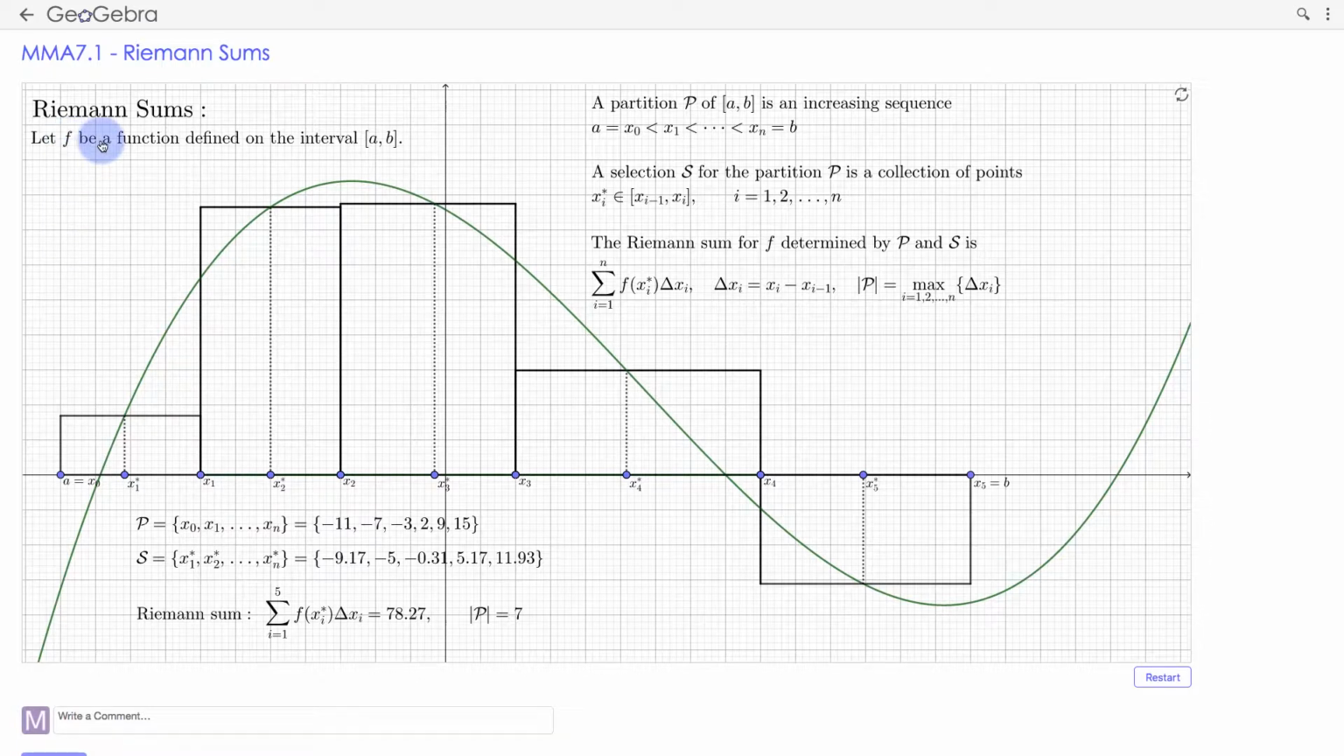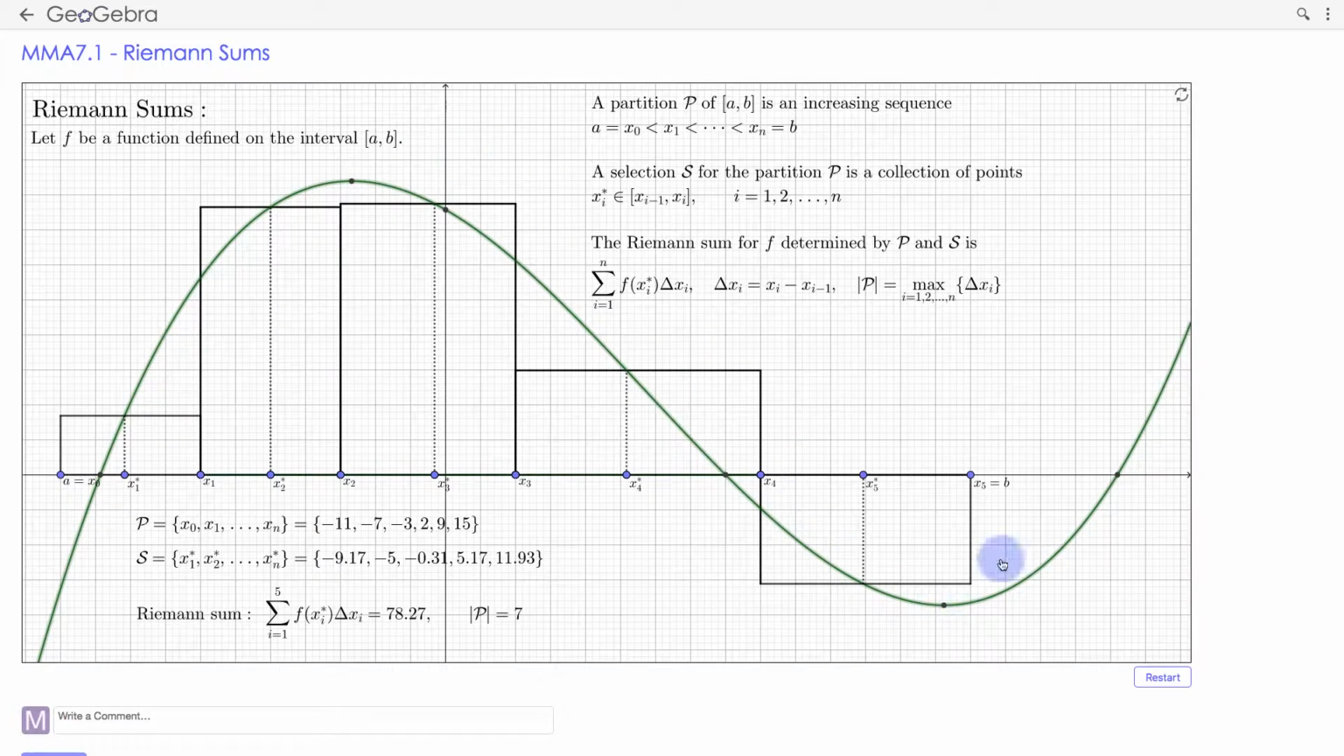First, we have a function which is defined on some interval from a to b. So a is here, b is here. This is an example of a function which is defined on the closed interval from a to b. And such an interval can be partitioned into smaller bits.